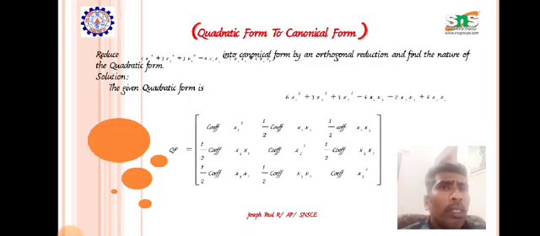Now we come to the next quadratic form. The problem is given as 6x1 square plus 3x2 square plus 3x3 square minus 4x1x2 minus 2x2x3 plus 4x3x1, for which we need to find the canonical form by using orthogonal reduction, and its nature. First, the quadratic form must be converted to a matrix. By taking its formula, we convert the quadratic form to a matrix.